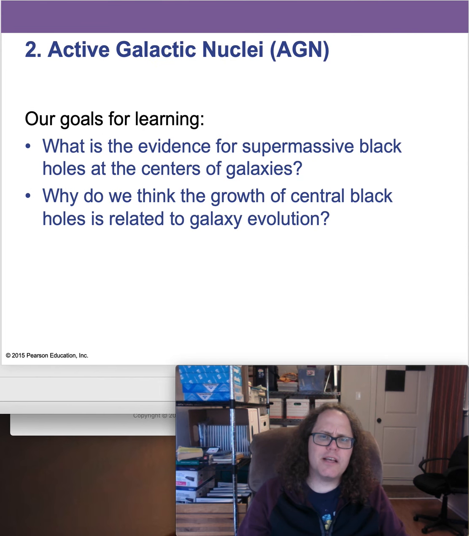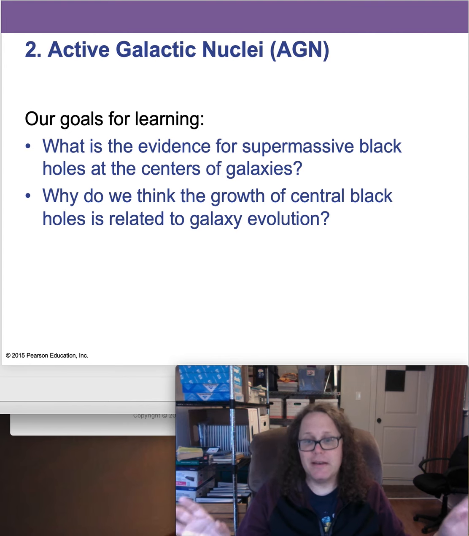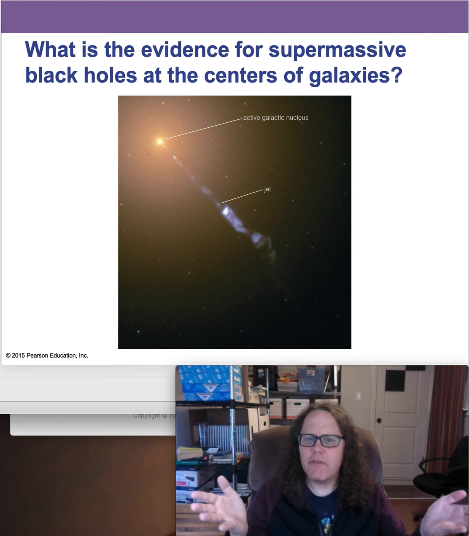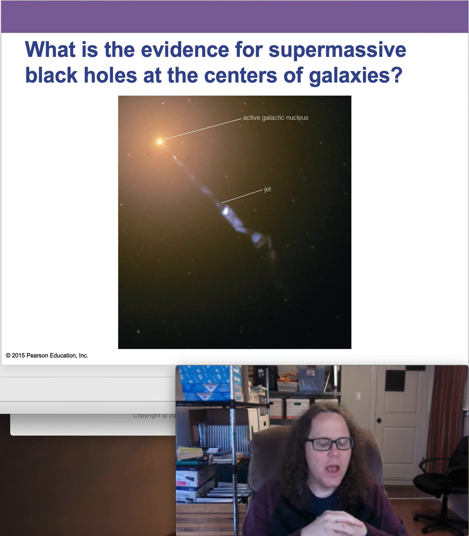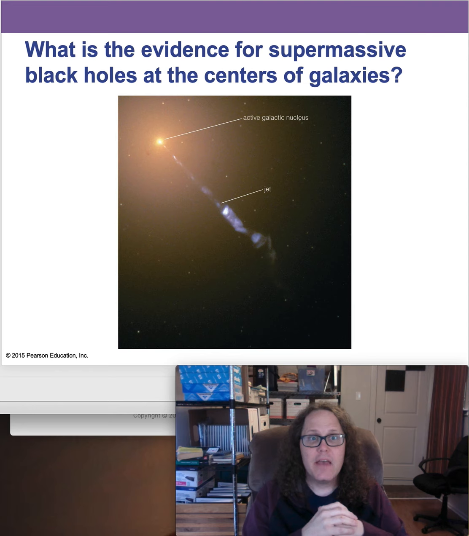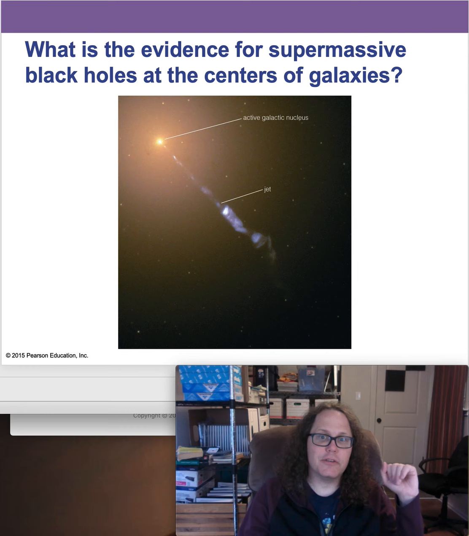Now, the centers of galaxies are not all the same. Some galactic centers are much, much, much, much brighter than others. We call particularly bright galactic centers active galactic nuclei, or AGN. We say that they are active. It was the discovery of active galactic nuclei, particularly quasars, which are the brightest active galactic nuclei, that gave us the first clue that there may be black holes at the centers of galaxies.